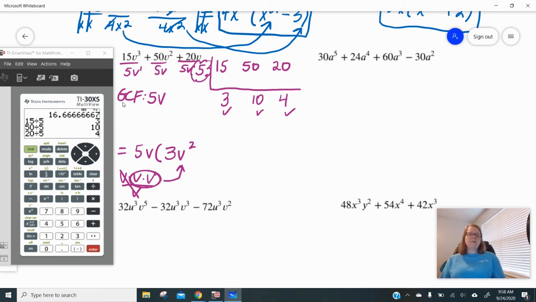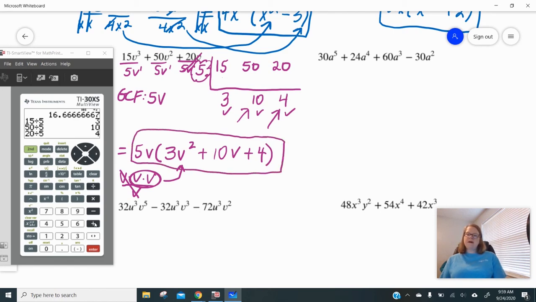So 50 divided by 5, we know from right here that is 10. And v squared over v, so 2 minus 1 is 1v, so just a v. And then 20 divided by 5, we know is 4. And the v's cancel out. All right. So there is our answer. And again, we could distribute that 5v and do what we were doing in the multiplying section and see if we get the problem that we were given to begin with. See if it matches the problem. And then we'd know that we did it correctly.